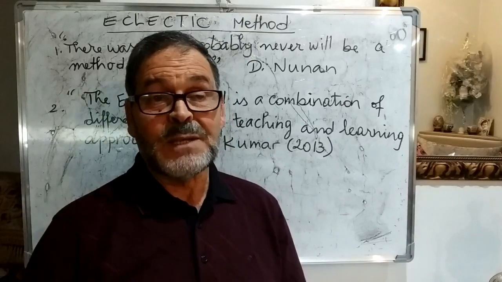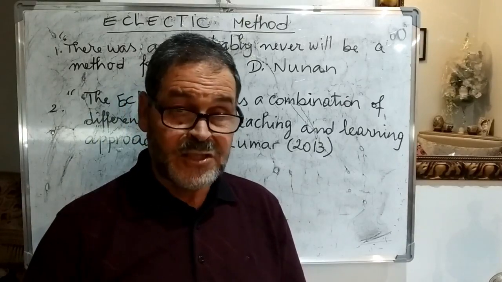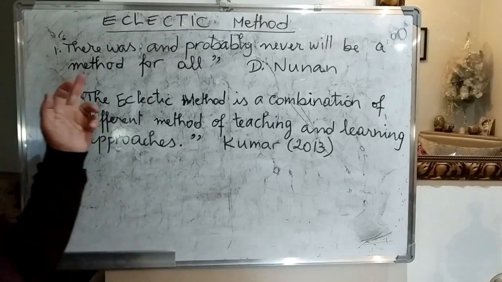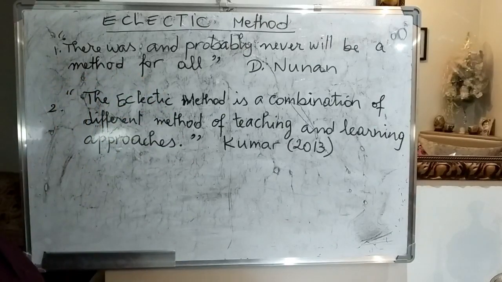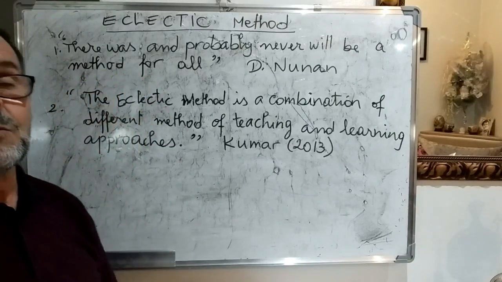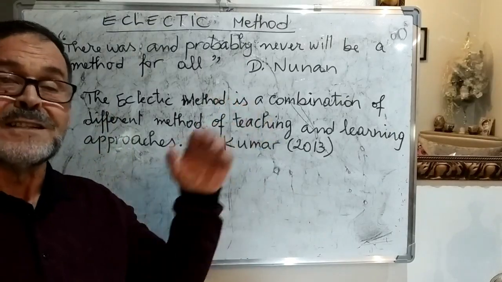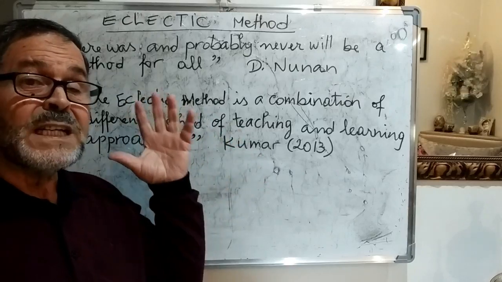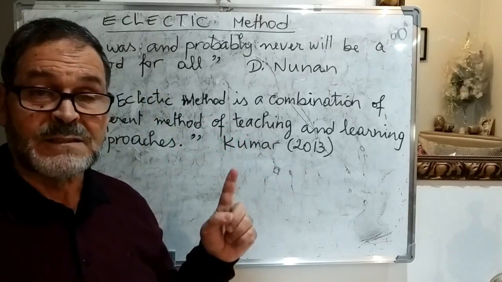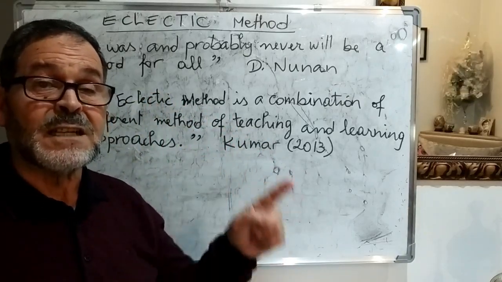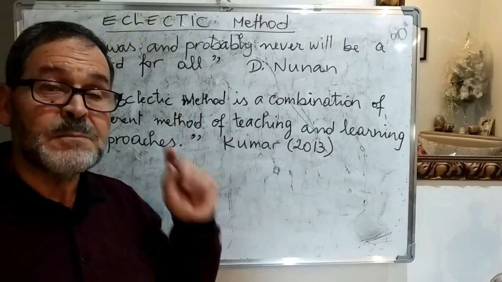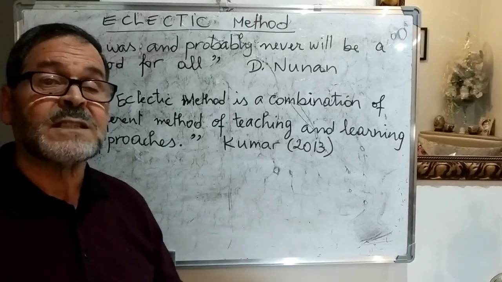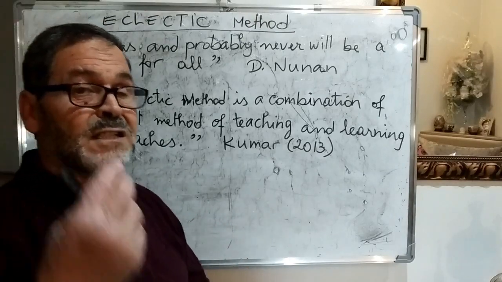As you see on the blackboard, we have two definitions. The first one is: there was and probably never will be a method for all. This is David Nunan's quotation, and it shows that we never stick to one method. Each teacher can apply and implement his own method according to what his students need.